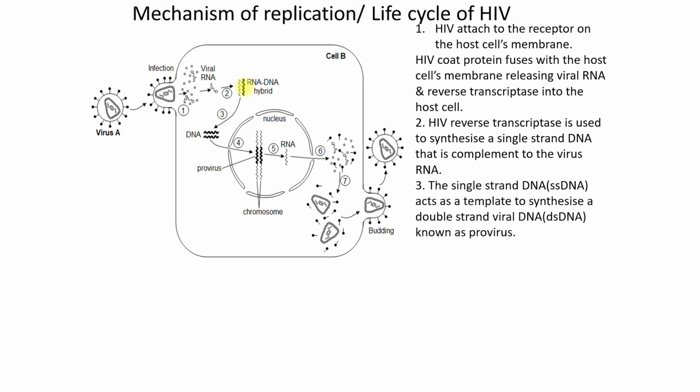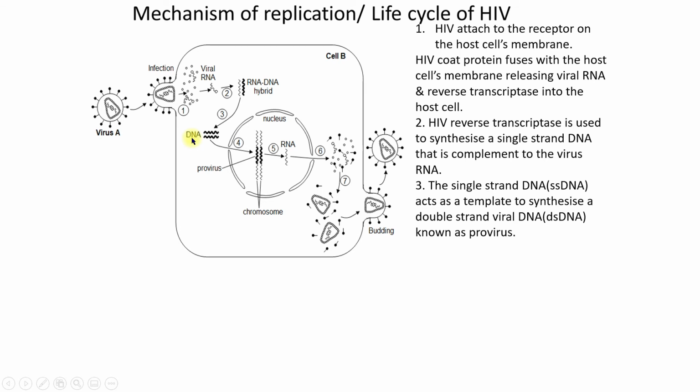Okay, so the single strand DNA virus, or ssDNA, will act as a template to synthesize a double strand viral DNA, which is dsDNA, double strand viral DNA or double strand DNA virus. And this double strand viral DNA is also known as provirus.